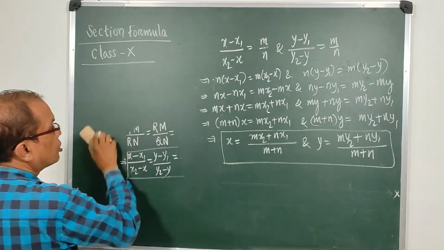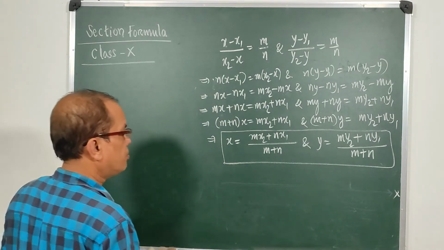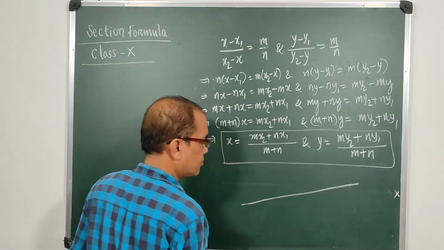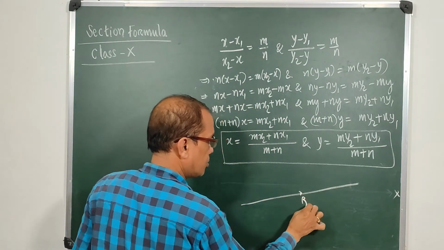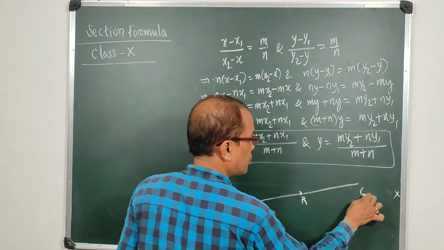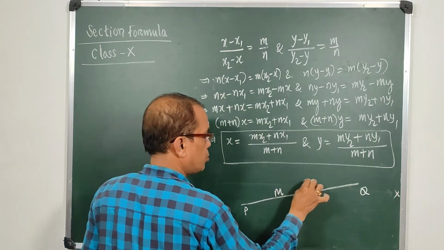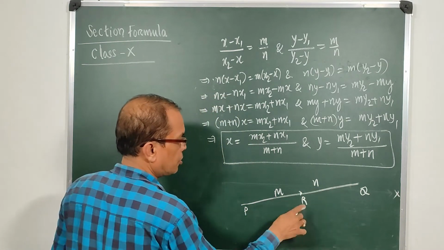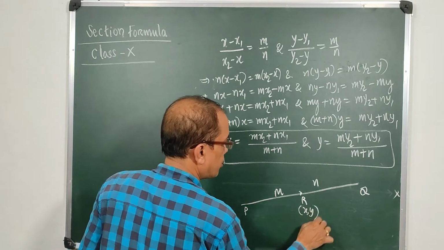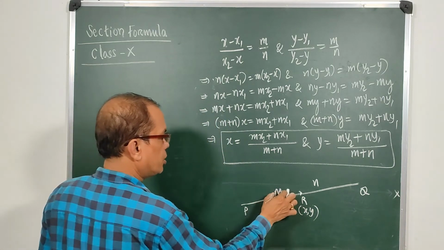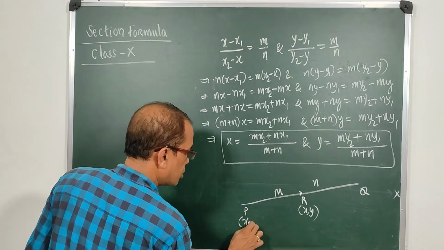So in this section formula, how to apply it? If there is a line, this point is R, this point is P, this point is Q, and the ratio is m is to n, then the coordinates of these 2 points can be found out by using these 2 formulas and the coordinates of P and Q.